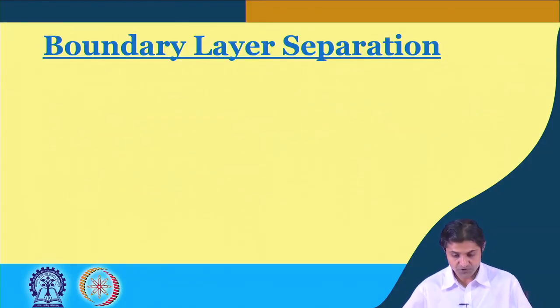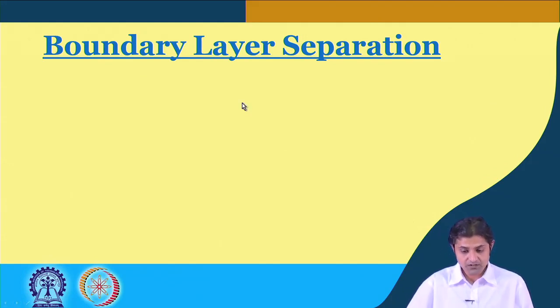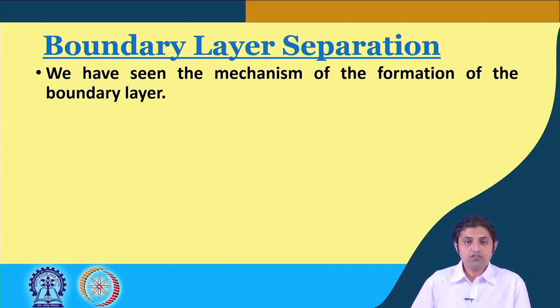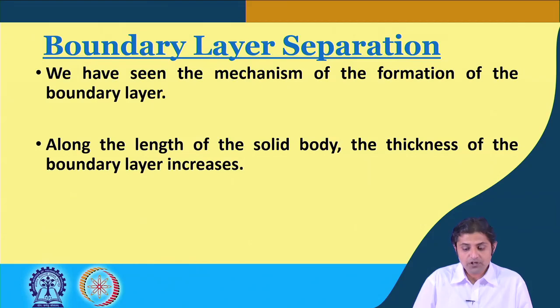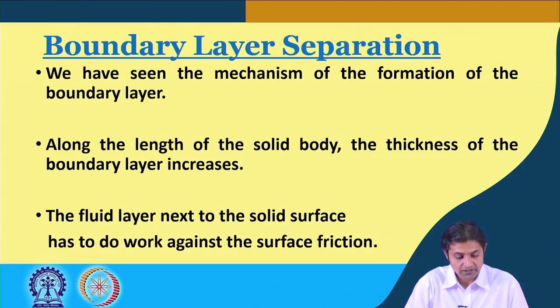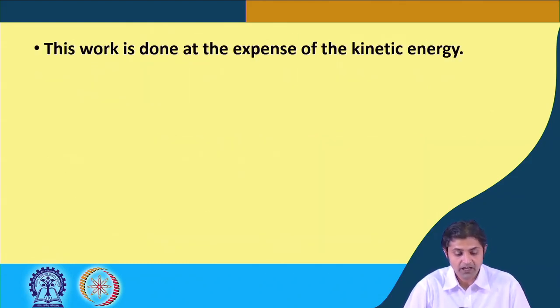All right. So, now we have to study something called the boundary layer separation. What is boundary layer separation? We have seen the mechanism of the formation of the boundary layer as such. Along the length of the solid body, the thickness of the boundary layer increases, and the fluid layer next to the solid surface has to do work against the surface friction. That is true, and this work is done at the expense of the kinetic energy.